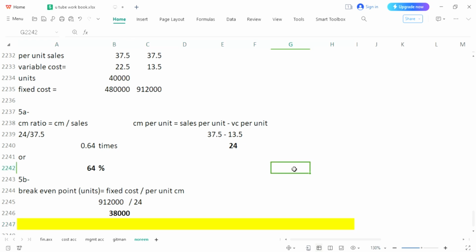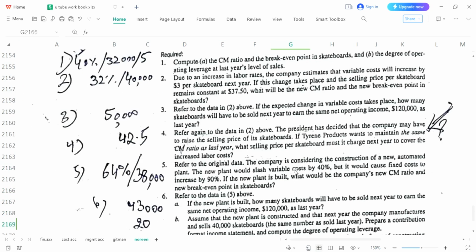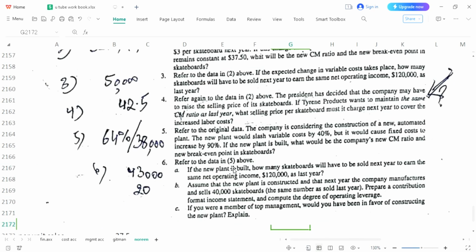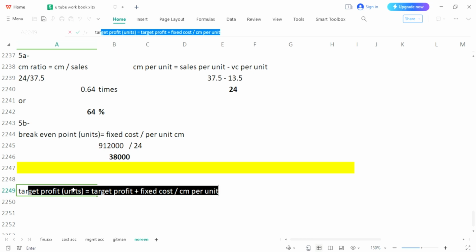Okay, so after fifth part we will see what is next for us. Sixth part, so we are referred to point 5. It means whatever we have calculated over here, same is referred for point 6. If new plant is built, how many skateboards have to be sold to earn a net operating income 120,000? So target profit, but in terms of skateboard means unit. We need to calculate target profit in terms of units. Target profit in terms of units, how do we calculate?